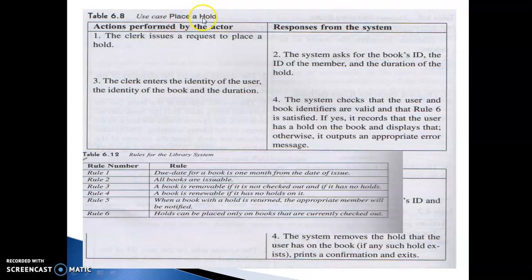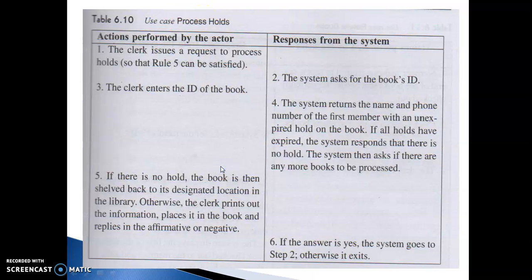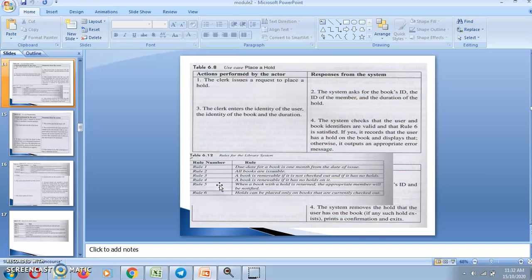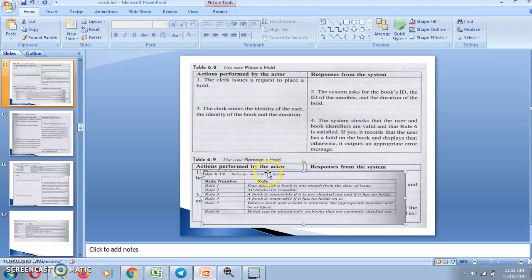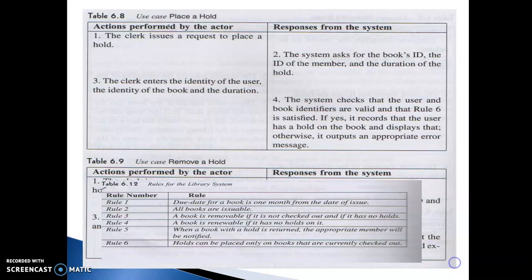Use case place a hold. See, place a hold is something like, okay, use case place a hold. We'll see here. This is needed for us, so that's why I have included the rule section here. Placing a hold means the clerk issues a request to place a hold.